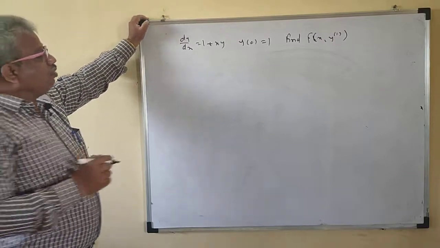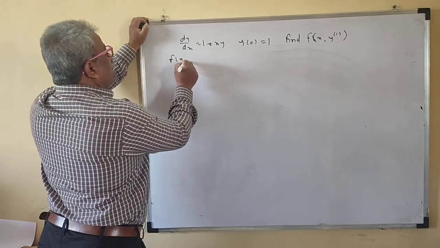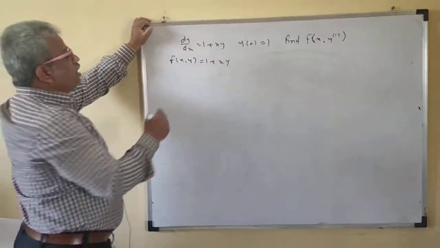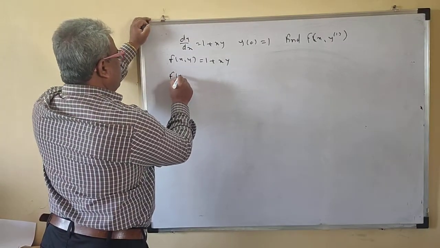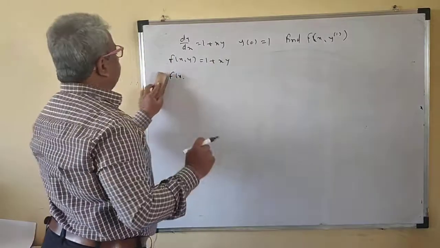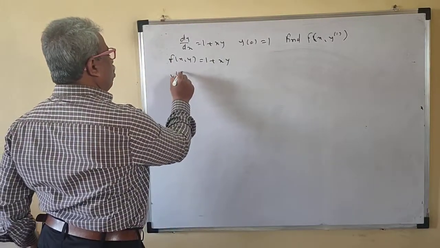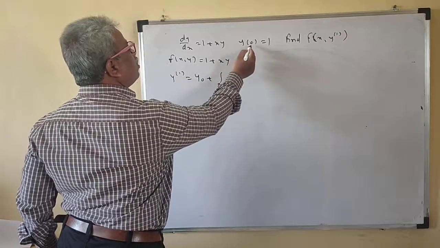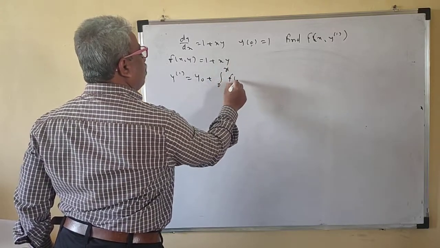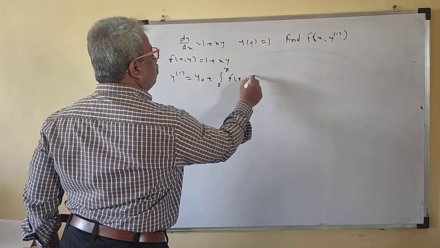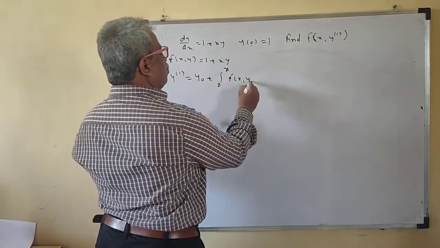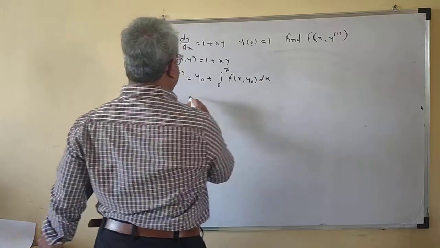Then what happened? Okay, so what is your f of xy? f of xy is 1 plus xy. So what is your f of x, y naught now? You have to find y1 first. We will write the formula. Your initial value is 0, so 0 to x, f of x, y of 0, which means y naught, dx.